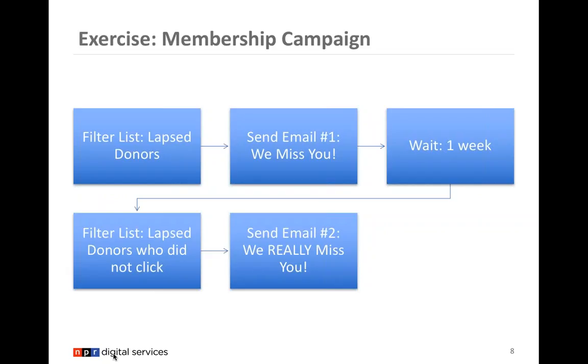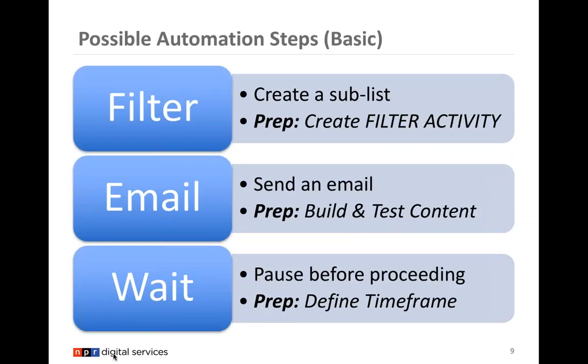So this is what your outline and sketch of an automation might look like before you set it up inside of Salesforce Marketing Cloud. There are lots of steps to an automation. There are lots of possible steps, I should say. The ones that we're going to focus on today are the filter step. If you want to use that step, you're going to have to do some prep work and create what the system calls a filter activity. I'm going to dive into that in just a second.